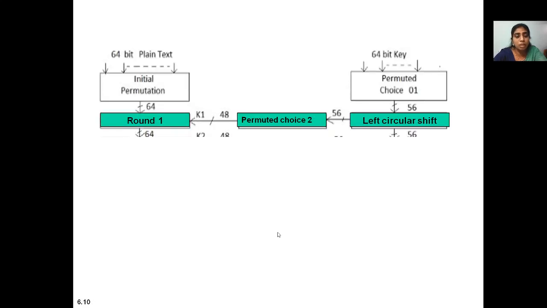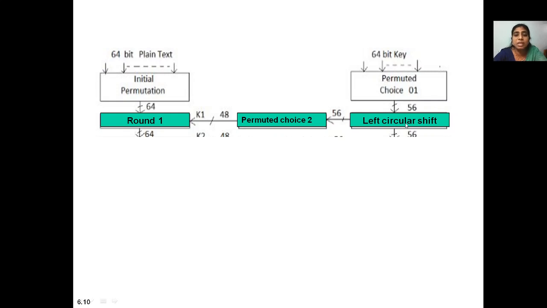Once you perform this, then we have the round 1 function. Before going into how the round function goes, we need to know how we are going to apply the 48 bit key. Once the permuted choice 1 is performed, we get 56 bits as the output. This 56 bit key is then given to the left circular shift.